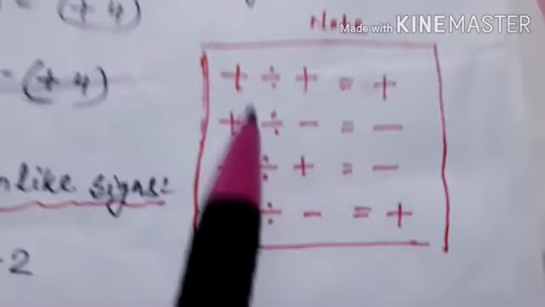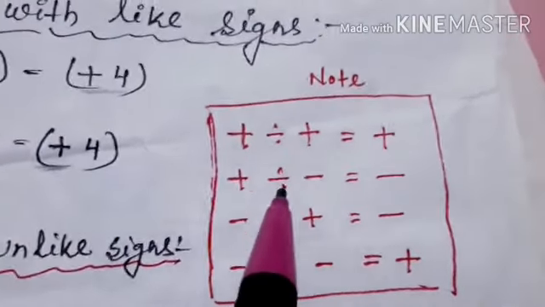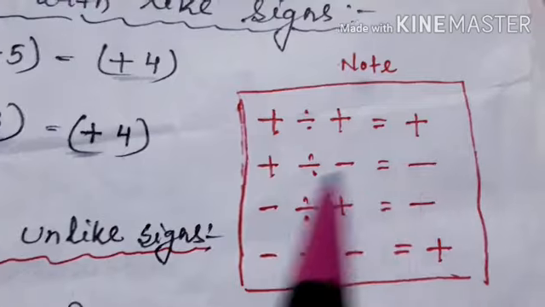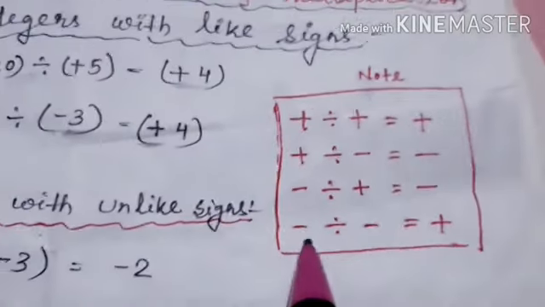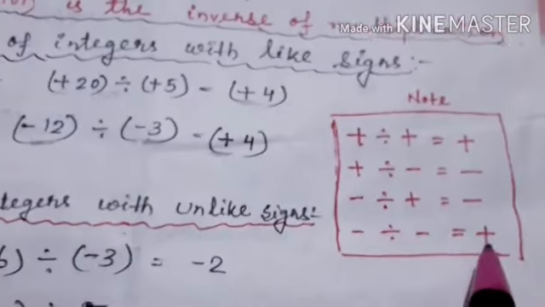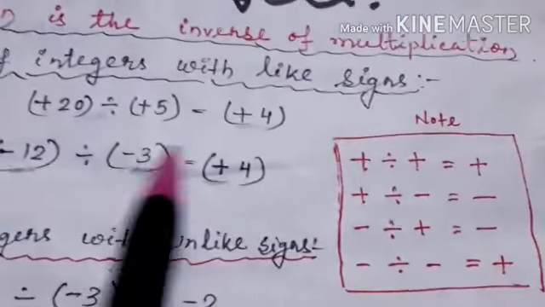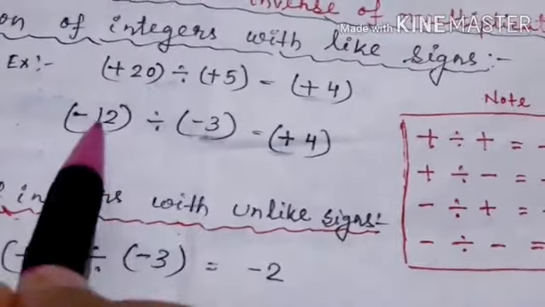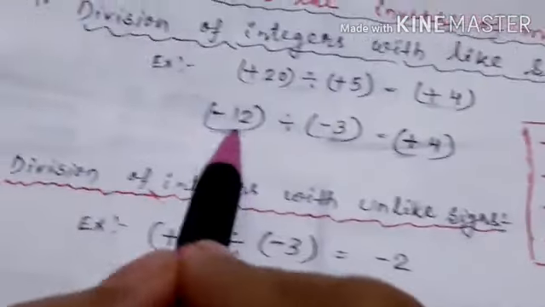Note the sign rules: plus divided by plus is equal to plus. Plus divided by minus is equal to minus. Minus divided by plus is equal to minus. Minus divided by minus is equal to plus. You should remember this. If you want, you can also check, because if you multiply the quotient and the divisor, you will get the dividend. Minus 3 into plus 4 is equal to minus 12.